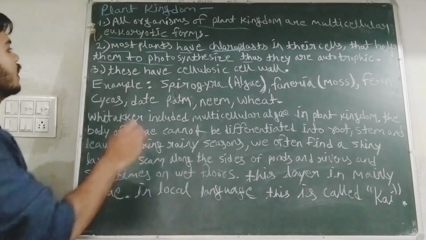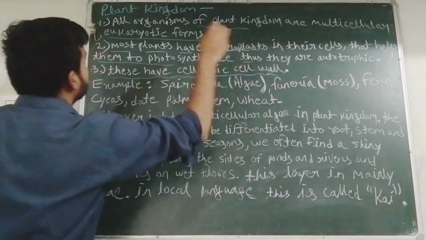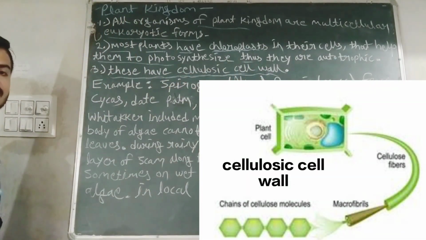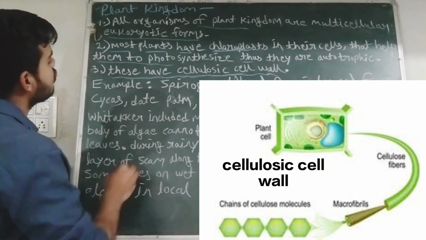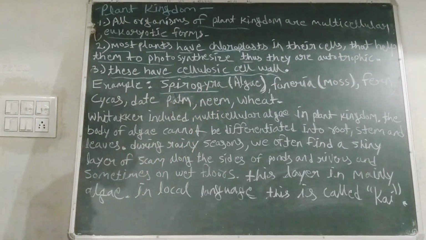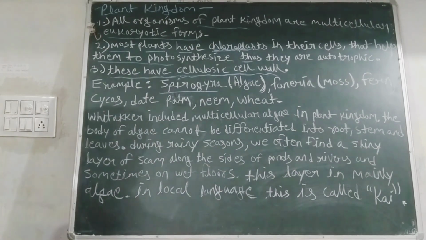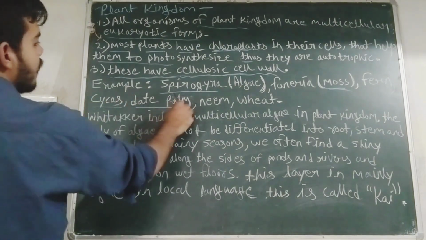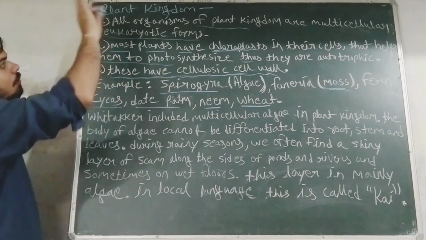And the third is that these have a cellulosic cell wall. The plant kingdom has a cellulosic cell wall, the cell wall which is made of cellulose. The examples of plant kingdom are Spirogyra, algae, and Funaria, which we also call moss, fern, cycas, date palm, neem, wheat. These are the examples of plant kingdom.